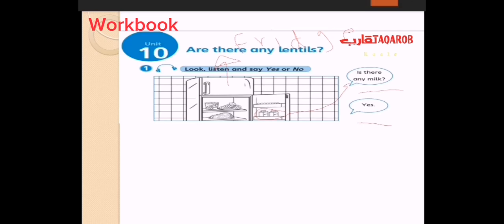So we will say, is there any butter? What is the answer? Yes or no? No. Excellent. So no, there isn't. Now let's make another question.